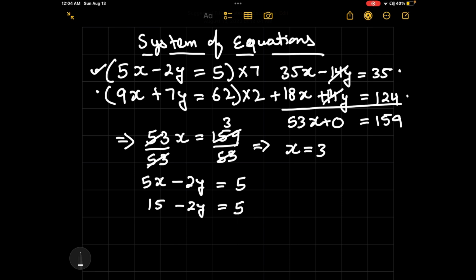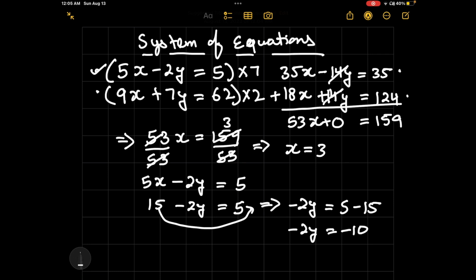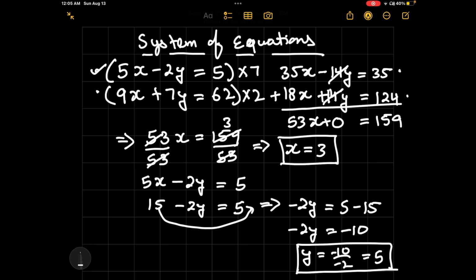We move these things around, move this over here, and we get minus 2y is equal to 5 minus 15, so minus 2y is equal to minus 10. And so y is equal to minus 10 divided by minus 2, which is 5. So these are our answers: x is equal to 3 and y is equal to 5.